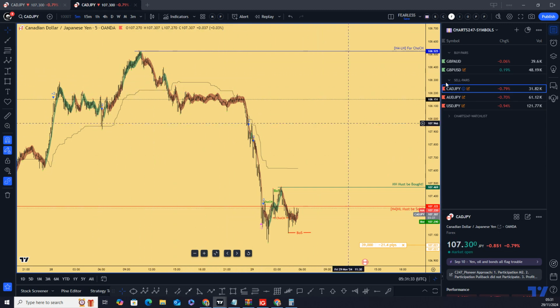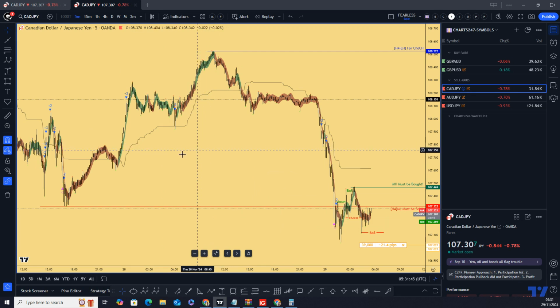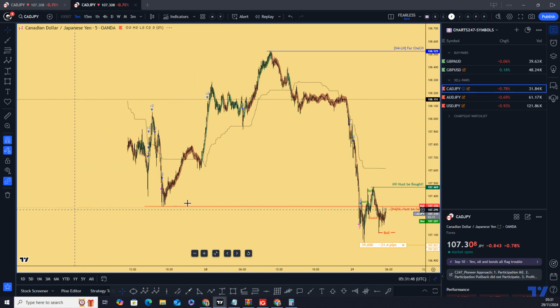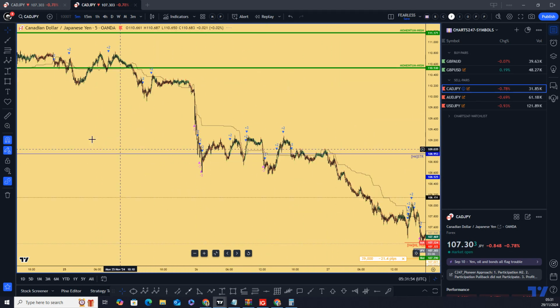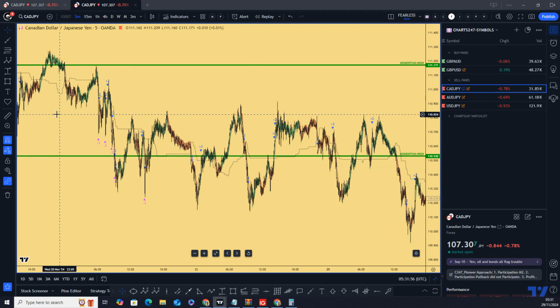Cardian. This is my favorite pair, even though when I was learning trading, my mentor always said, do not have a favorite pair. But I like to trade Cardian. I'm not going to say more than that. So I was selling this actually, for those that have been watching my videos. We started selling the Cardian very early.